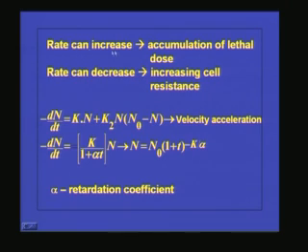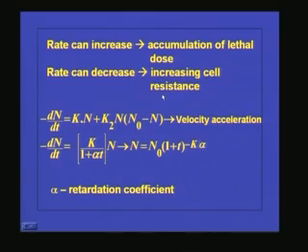That's why the rate can increase when accumulation of a lethal dose takes place. Then when can the rate decrease? The rate can decrease when the cells increase their resistance to that particular chemical. So we all are aware that if you keep on giving a certain medicine, the microorganism will not respond to that medicine. Some bacteria or microorganisms will develop resistance to certain disinfectants or chemicals.